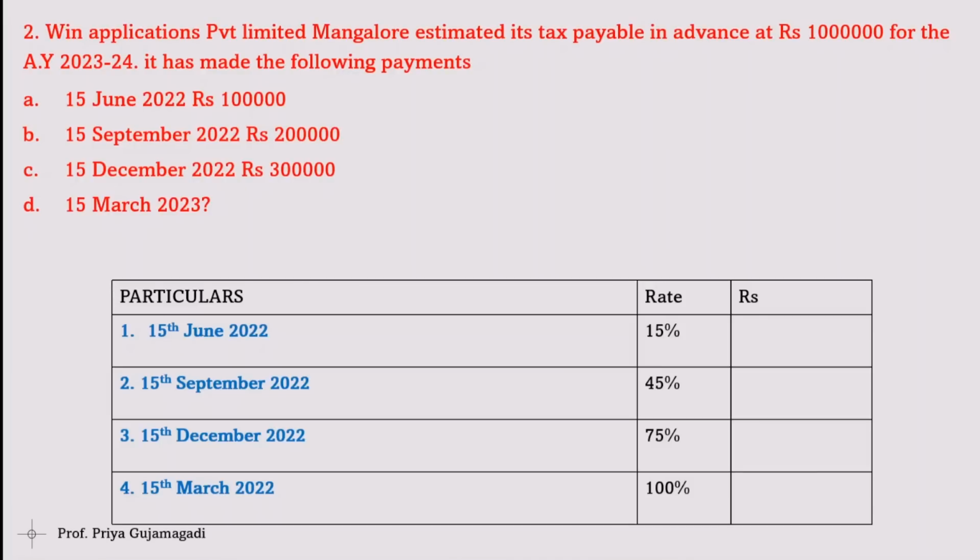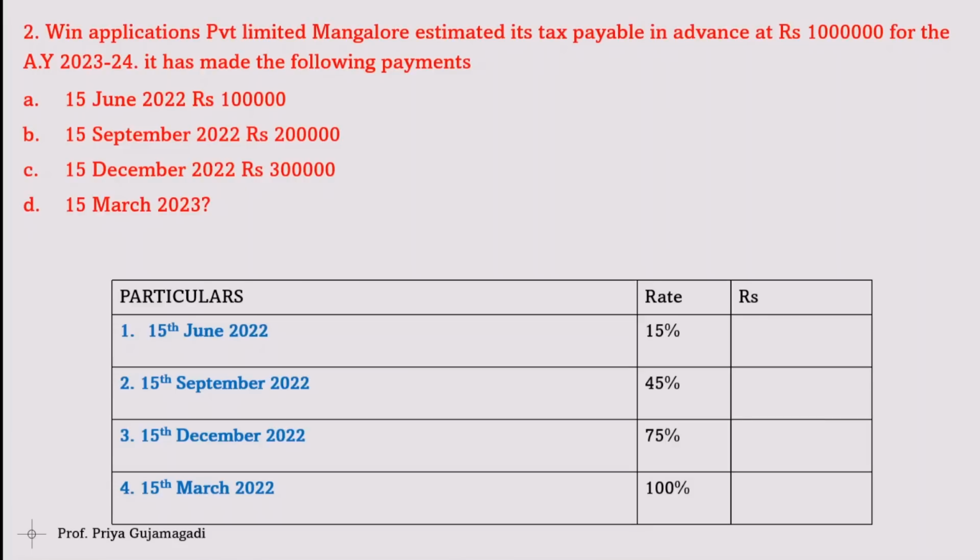done by the assessee. So we can see here on 15th June 2022, 1 lakh he has paid. 15 September, 2 lakh he has paid. 15 December, 3 lakh he has paid. So on 15th March, how much is payable, that we need to know. These installments and rates are fixed for all the problems, so I have already drafted it. Now we need to calculate how much is payable in this case.